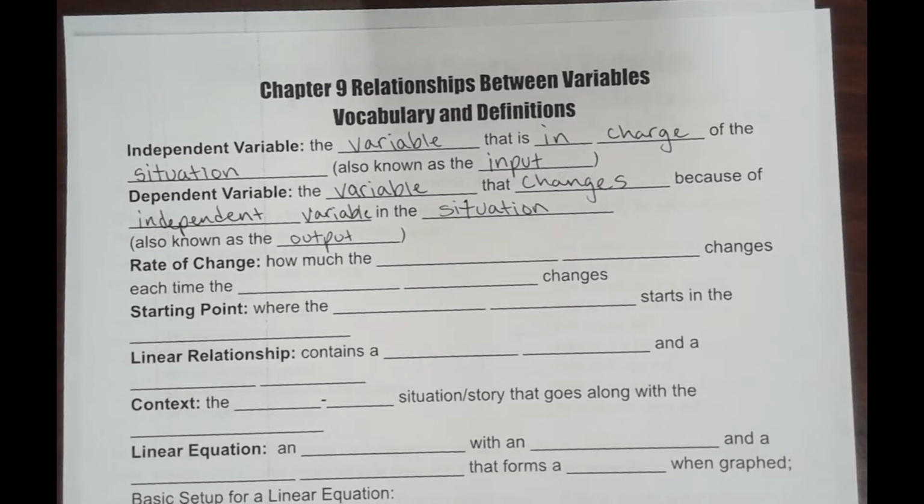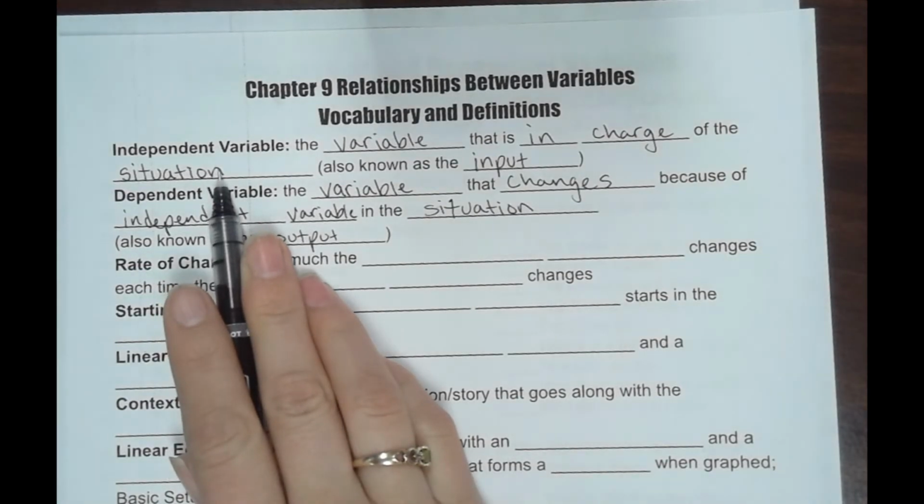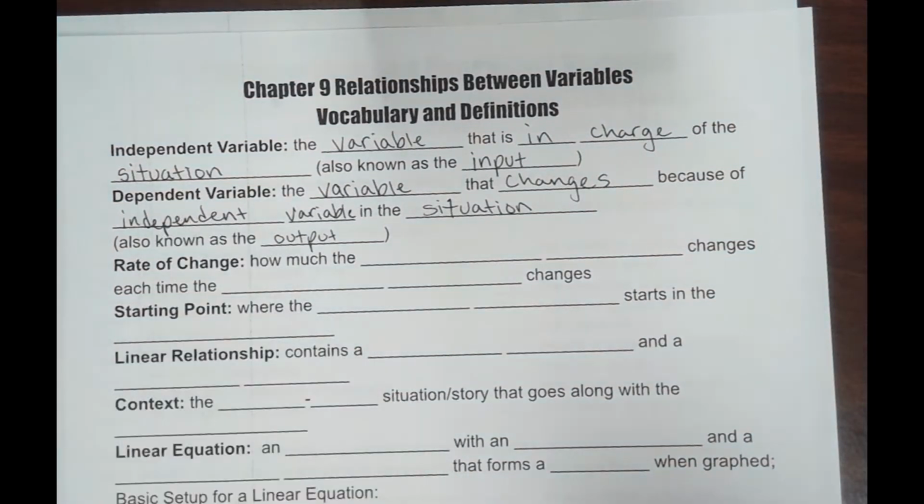Here would be an example. The faster I run, the more tired I get. I choose how fast I run, but because I run fast, I get more tired. So me choosing to run would be the independent variable. And how tired I am would be the dependent variable. Because I ran, I got tired. So that would be an example of an independent and dependent variable.